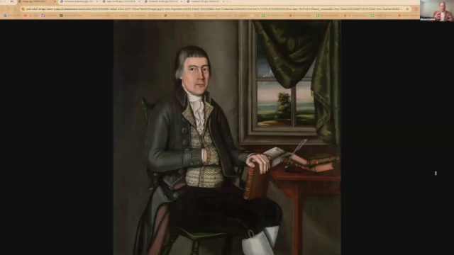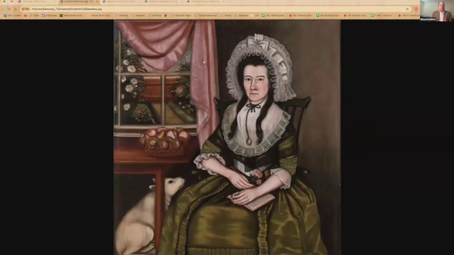But then, of course, if you look out the window, he is trying to communicate in his portrait that he is a landowner, right? That's his land outside the window. That's one of the main things that he's communicating through this portrait. And so it's a similar thing here.